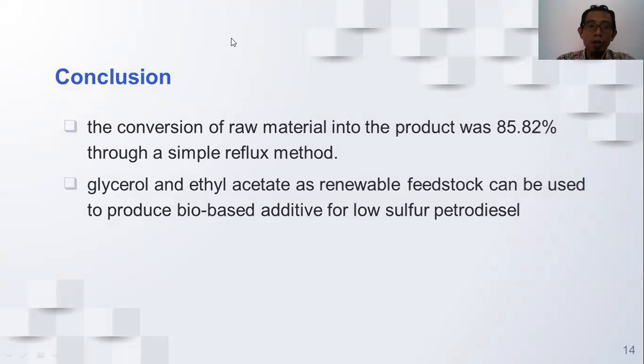Finally, conclusion of this presentation. The first, the conversion of raw material into the product was 85.82% through a simple reflux method. The second, glycerol and ethyl acetate as renewable feedstock can be used to produce bio-based additive for low sulfur petrodiesel.